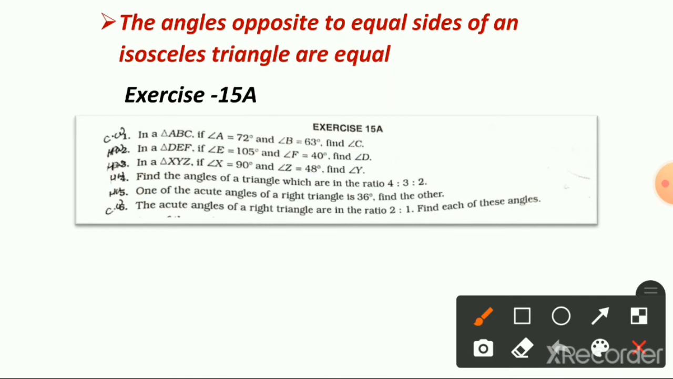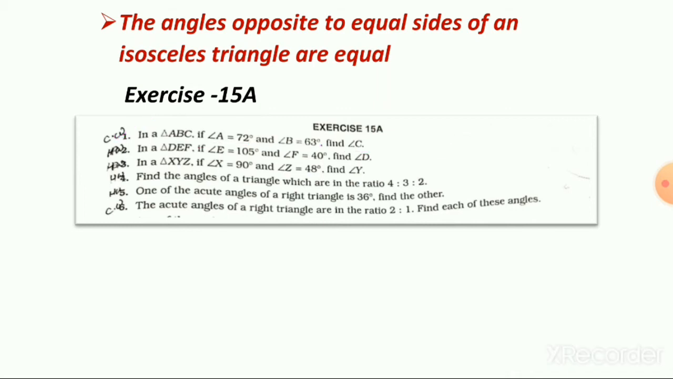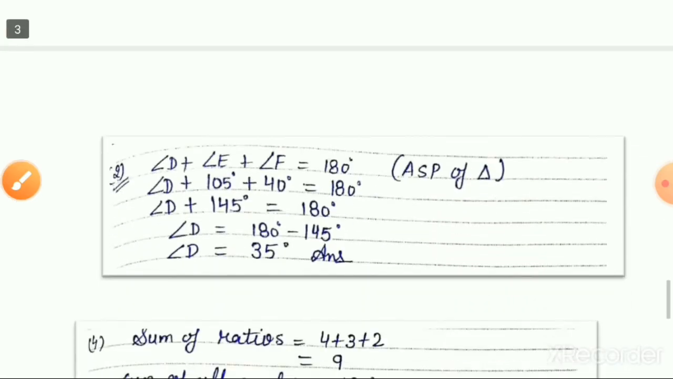Children, in question number 1, angle A and angle B are given, and you need to find angle C. The second and third questions are the same, in which two angles are given and you have to find the third one. Whenever two angles are given and you want to find the third one, use the angle sum property of a triangle, that is, the sum of all three angles is 180 degrees. So add these two angles and subtract the sum from 180 degrees. You can see the solution here.